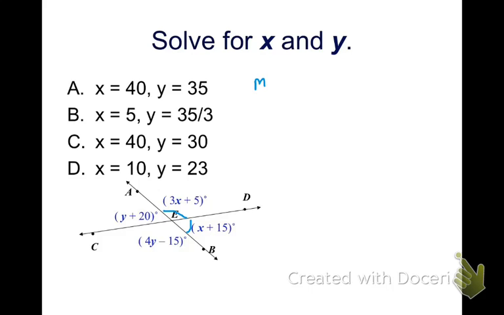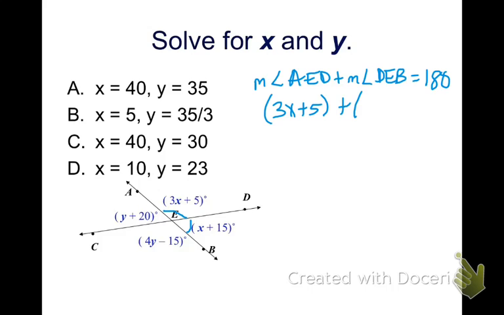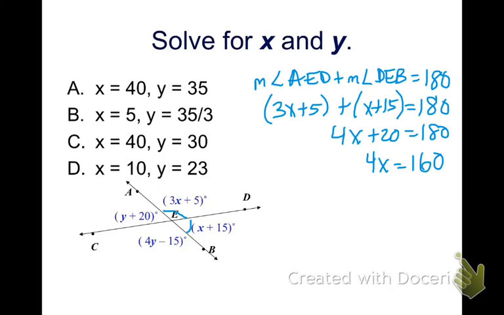So the measurement of angle AED plus the measurement of angle DEB should be 180. So we can take the expression 3x plus 5, add that to the expression x plus 15, and we should get 180 when we solve for x. So 4x plus 20 is 180. 4x equals 160. x is 40.